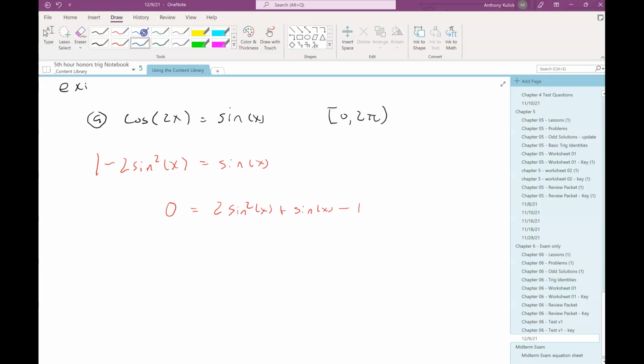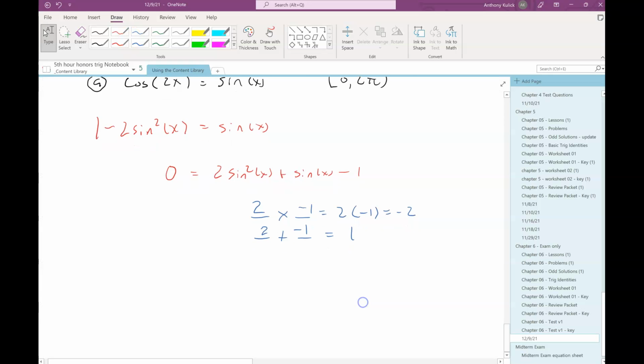To factor something that has a leading coefficient, I want to find the 2 things that multiply to give me the leading coefficient times the constant term, but add to give me the middle term. So multiplies to give me -2, adds to give me 1. I mean, 2 and -1. It's the same 2 things I multiplied together. So I use the 2 and the -1 to rewrite the middle term as 2 sine x plus -1 sine x.